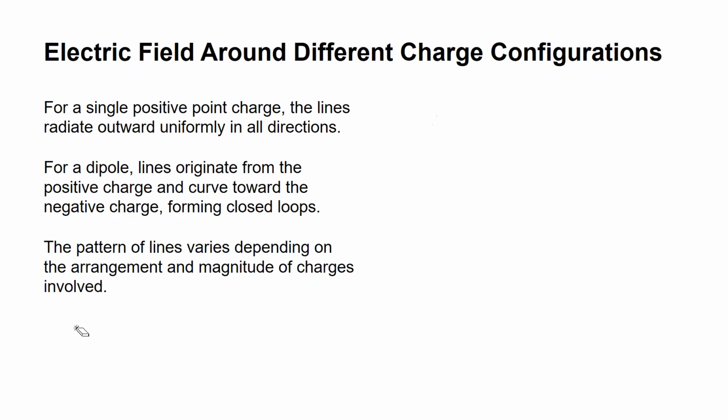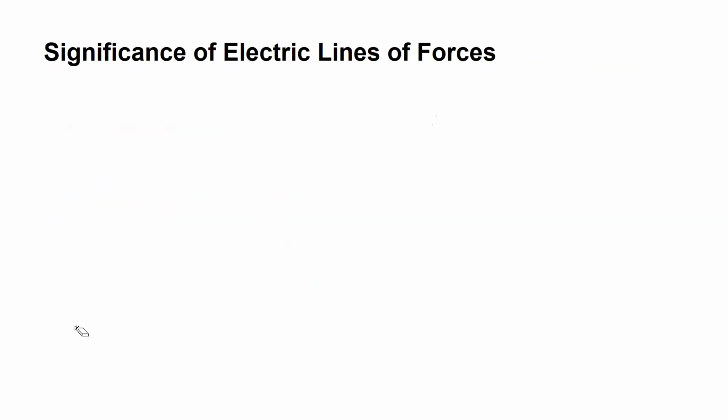And the pattern of lines varies depending on the arrangement and the magnitude of charges involved. So there are different patterns of electrical lines. Sometimes they are straight. Sometimes you see that they form a curve. They actually form different patterns, depending on the arrangement and the magnitude of the charges.